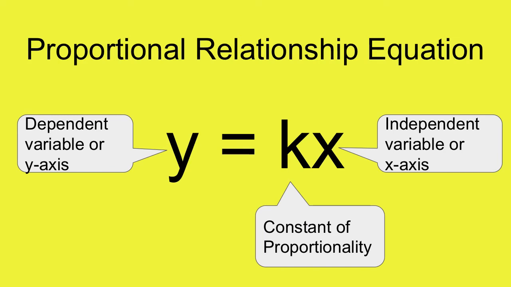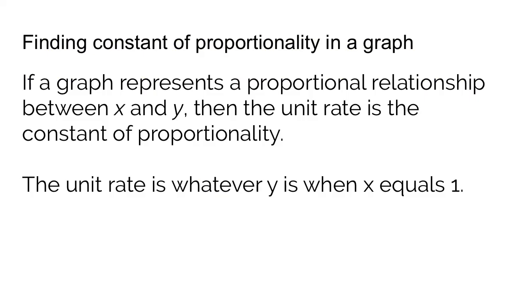Okay, so when we talk about the graph, we're talking about this y being the dependent variable, or the y-axis. We talk about this x as the independent variable, or x-axis, and this is the constant of proportionality. Now, when looking for the constant of proportionality, it might be easier on a graph. If a graph represents a proportional relationship between x and y, then the unit rate is the constant of proportionality. The unit rate is whatever y is when x equals 1.